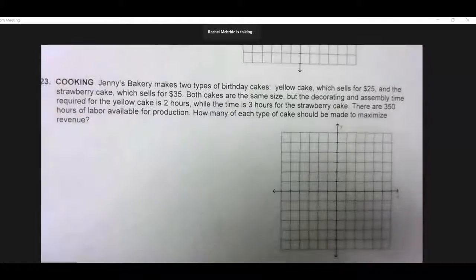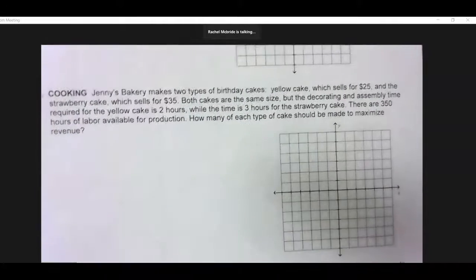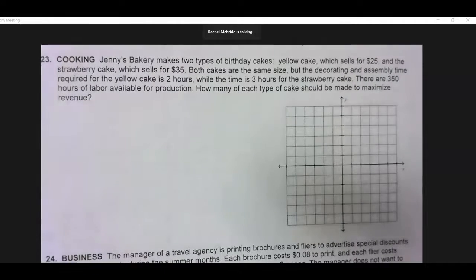So we have that Jenny's Bakery makes 2 types of birthday cakes. Yellow cakes, which sell for $25, and strawberry cake, which sells for $35. Both cakes are the same size, but decorating and assembly time required for the yellow cake is 2 hours, while the time is 3 hours for the strawberry cake. There are 350 hours of labor available for production. How many of each type of cake should be made to maximize or minimize production?